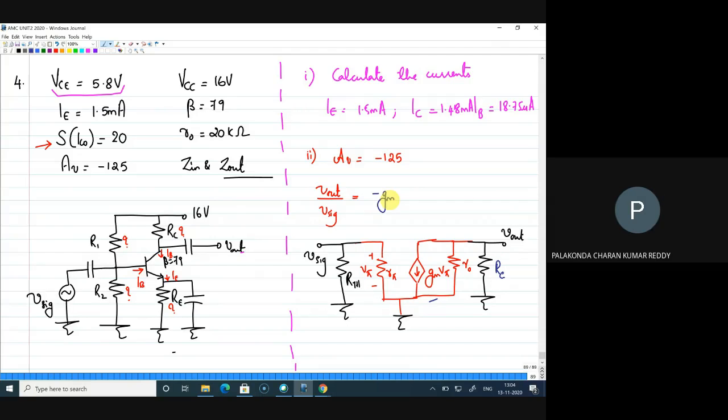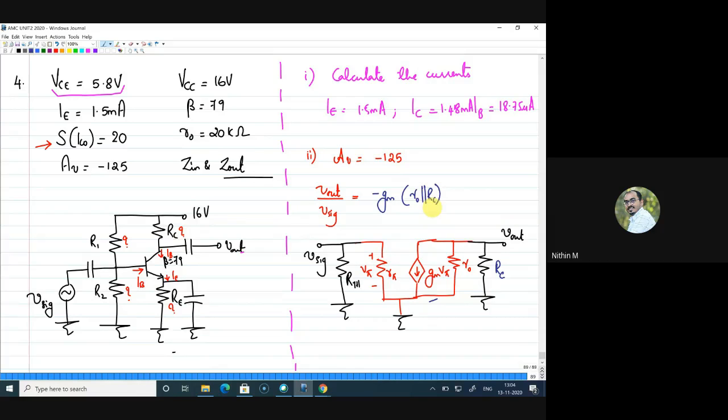Only RC, I think. Okay, Charan. Praveen, are you there? Yes, sir. Praveen, can you tell me what is voltage gain in this case? So minus GM into RC parallel R naught, sir. Yes, it is R0 parallel RC.